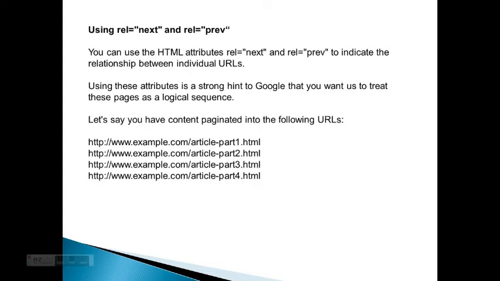Using rel next and rel prev, you could use HTML attributes rel=next and rel=prev to indicate the relationship between individual URLs. Using these attributes is a strong hint to Google that you want us to treat these pages as a logical sequence. Let's say you have content paginated into the following URLs. You have part 1, part 2, part 3, and part 4.